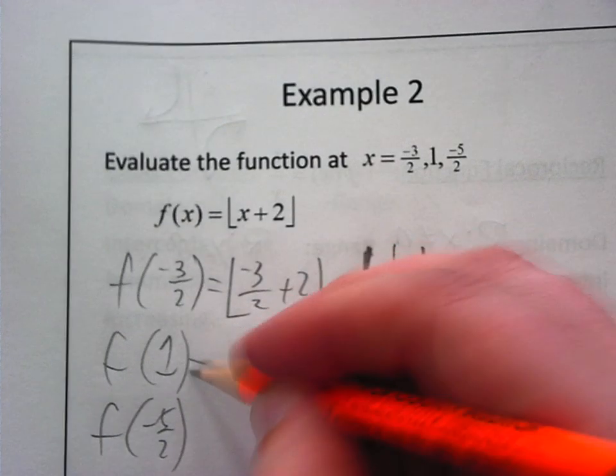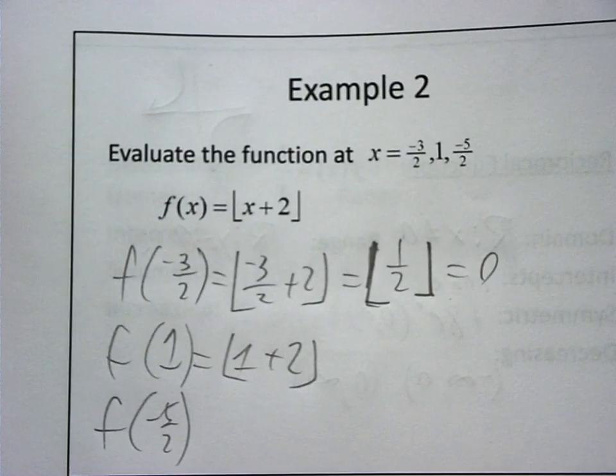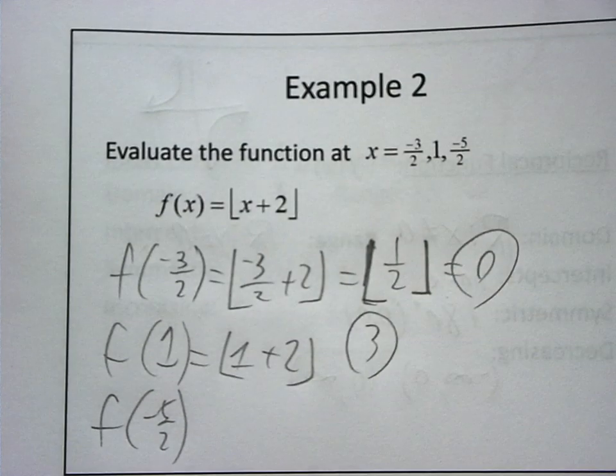Okay, ones like this make it very easy. Because what would be the answer? 3. Because you don't have to round at all. It already is an integer.